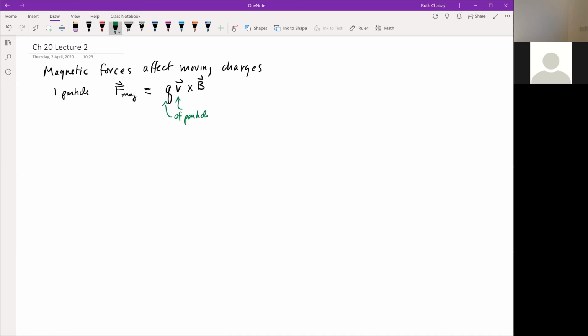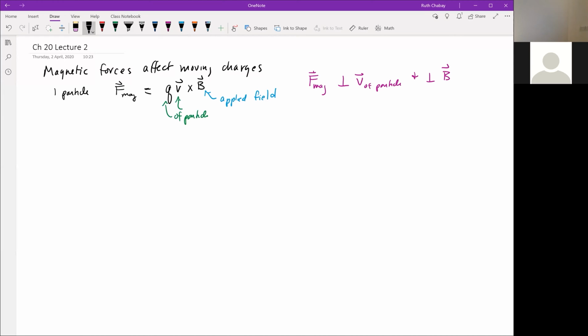where V is the velocity of the particle, Q is the charge of the particle, and B is the applied field, which is a term we use to mean the field due to things in the surroundings. And it's clear from the equation that the magnetic force is perpendicular to the velocity of the particle and also perpendicular to the magnetic field. So it's captured best by a cross product.